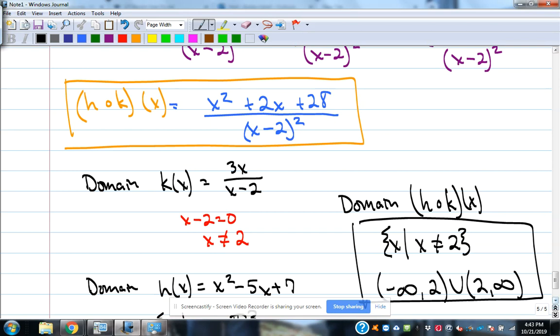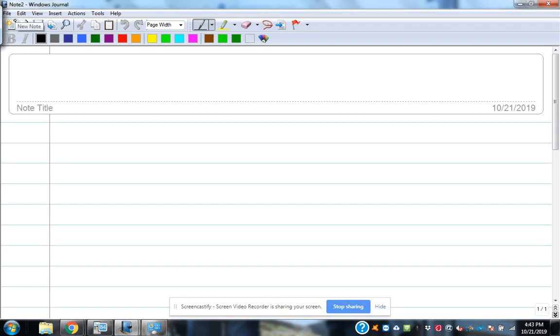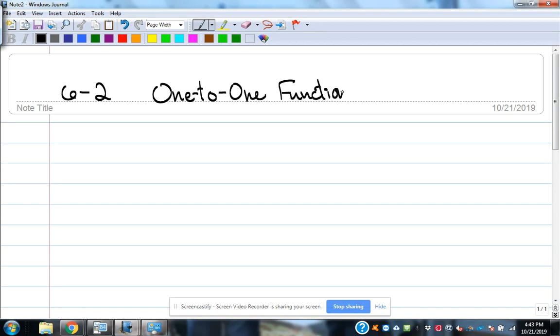All right. Let's go to the next section. A little easier on the next section, I believe. This one can be somewhat confusing. 6.1 was. So 6.2 is a little better. 6.2, one-to-one functions and inverse functions.